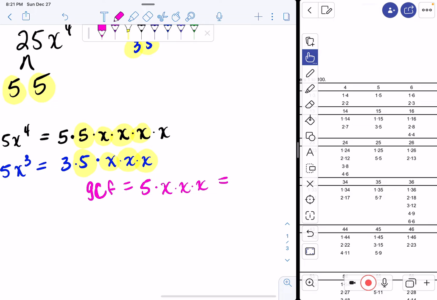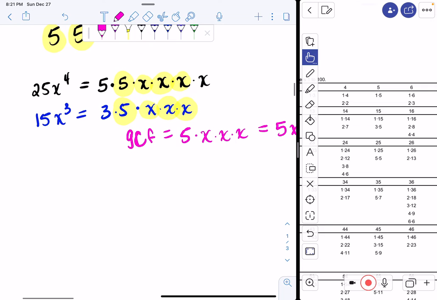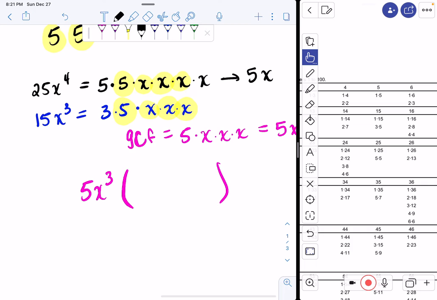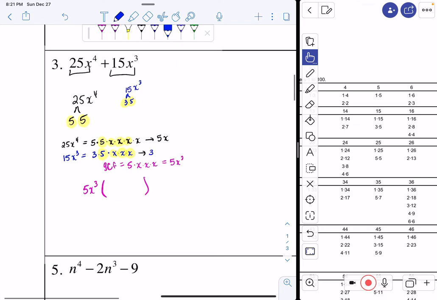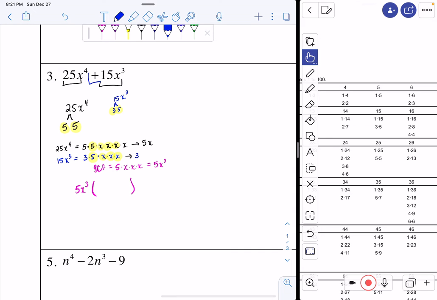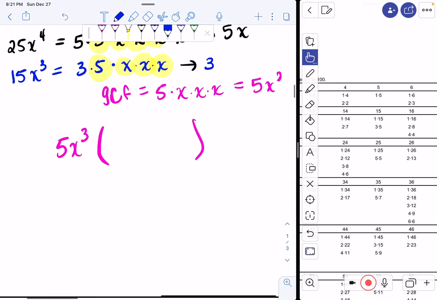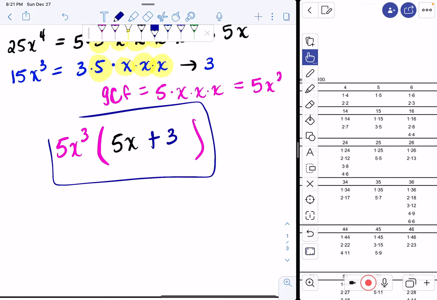Which can be just written as 5x cubed. So I have 5x cubed as my GCF, and now I write my leftovers. Well, if you look, your leftover right here is a 5 times x, which is 5x. And right here, my only thing that's not highlighted is a 3. So my final answer is going to be 5x plus 3. So I get 5x cubed times 5x plus 3.